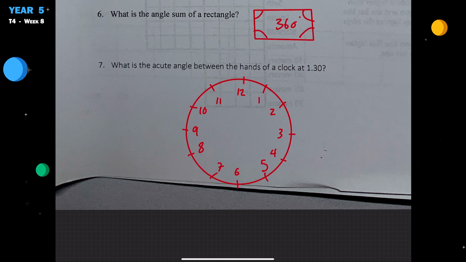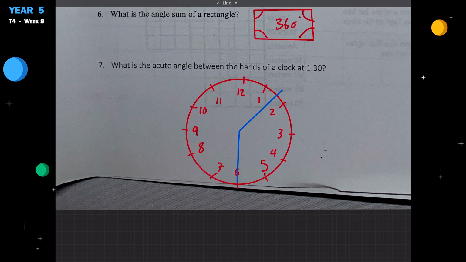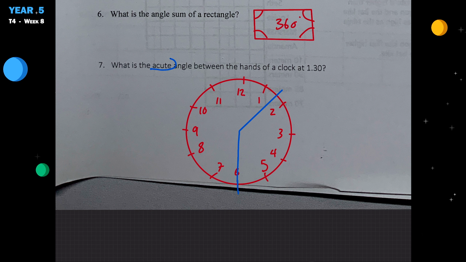Now the hands at 1:30 look something like this. Because it's 1:30, the long hand is going to go all the way to the 6, and the short hand is going to be between 1 and 2, because it's 1:30, right? So it's going to be like that. What's the angle? It says, what's the acute angle? Huh? Obtuse? That's not right. This must be obtuse. They meant obtuse. So that's a mistake there. You can change that if you like.